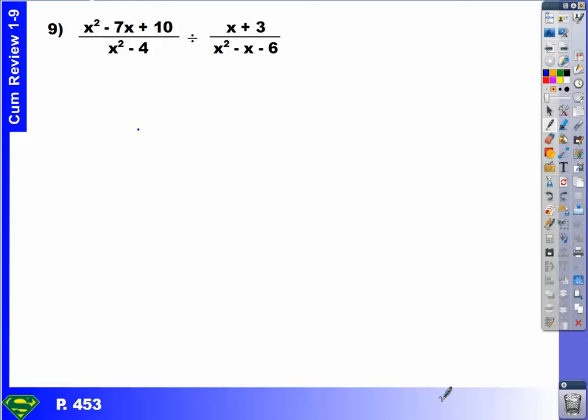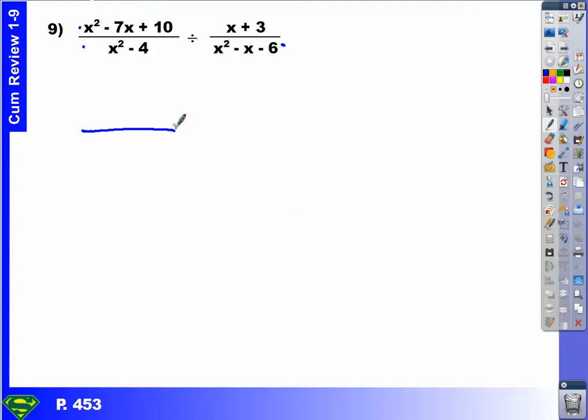We have a problem that requires polynomial division. Now, I know it sounds scary. It's not. There's nothing here that you don't know how to do. But the first thing I notice in this problem is that you have 1, 2, 3 expressions that can all be factored. Now, let's go ahead and factor them.